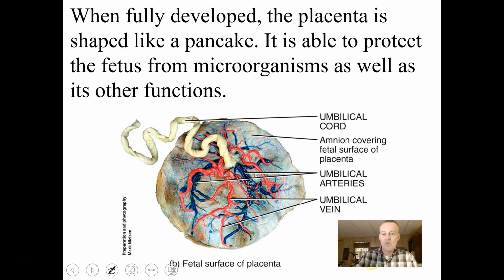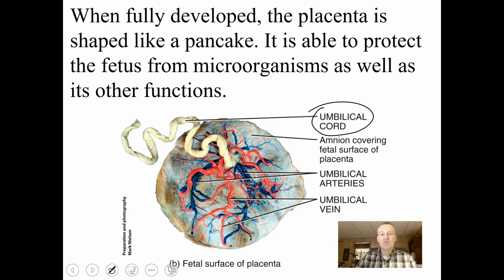It's kind of what a placenta looks like. It's been false colorized with latex to show you the umbilical arteries and the umbilical veins. And that's what the umbilical cord looks like. It's a pretty substantial cord. It feels very similar to, if you've ever touched an extension cord, that's kind of what the umbilical cord feels like. It's shaped kind of like a pancake.